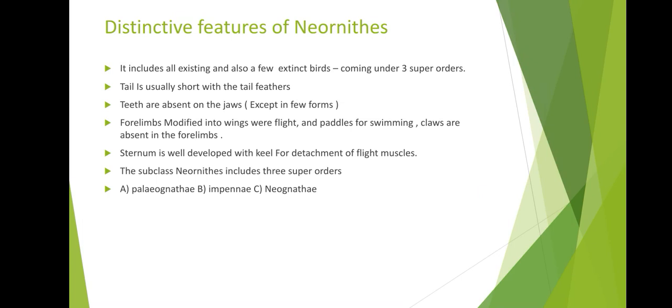Forelimbs are modified into wings. They are used for flight, and paddles for swimming. Claws are absent in the forelimbs. The sternum is well developed. Sternum means breastbone, with a keel for attachment of flight muscles. The subclass Neornithes includes three superorders: Paleognathae, Impennae, and Neognathae.